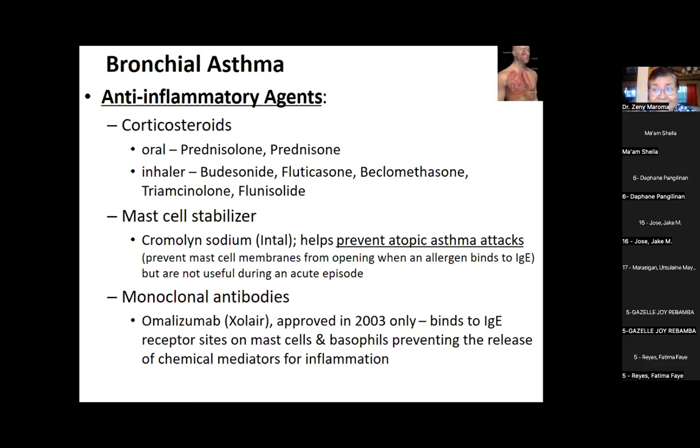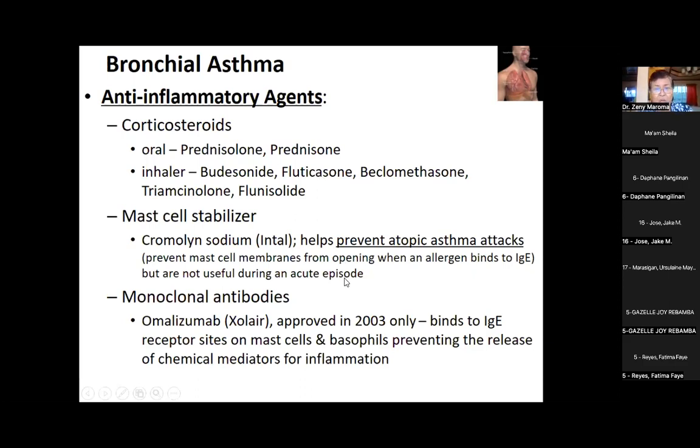Corticosteroid, isa sa gamot talagang ginagamit. Another, mast cell stabilizer. Cromolyn sodium, Intal. Anong effect nito? It helps prevent atopic asthma attack. It prevents mast cell membrane from opening when an allergen binds to IgE. But it is not useful during acute episode.